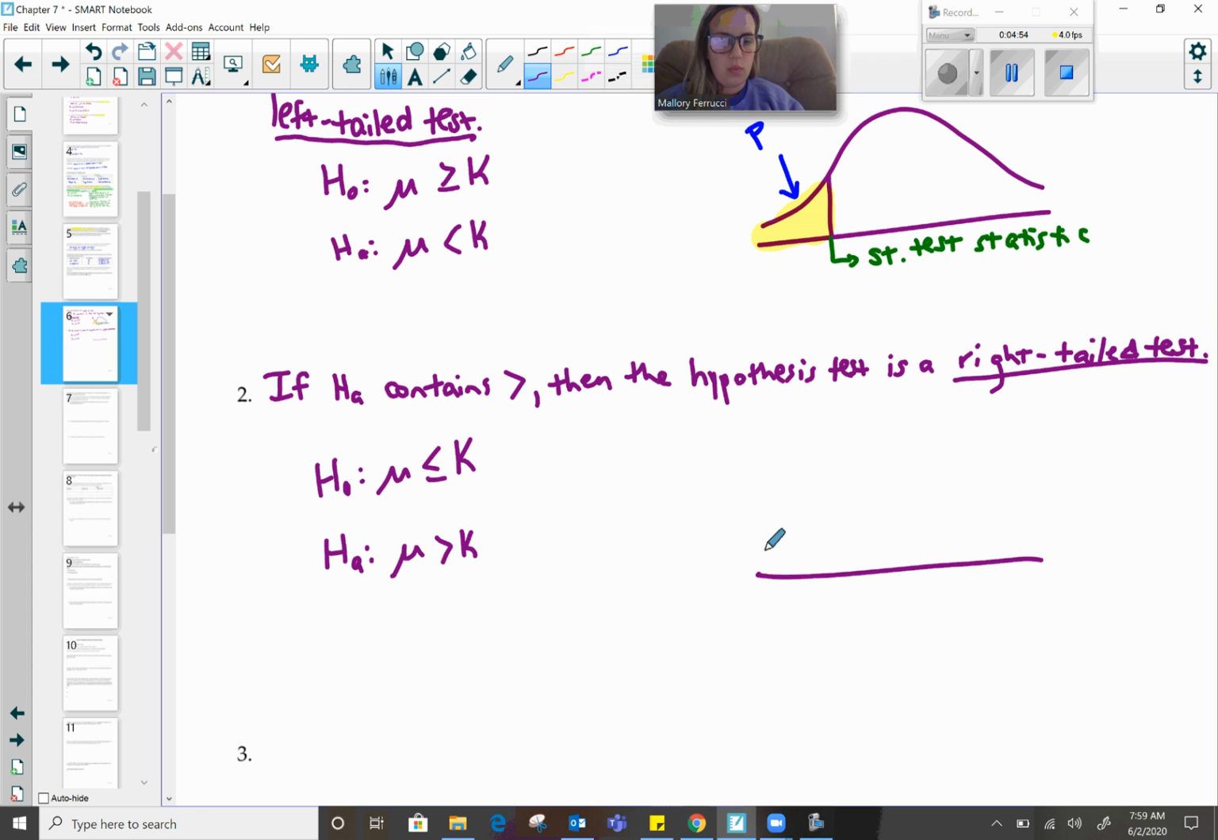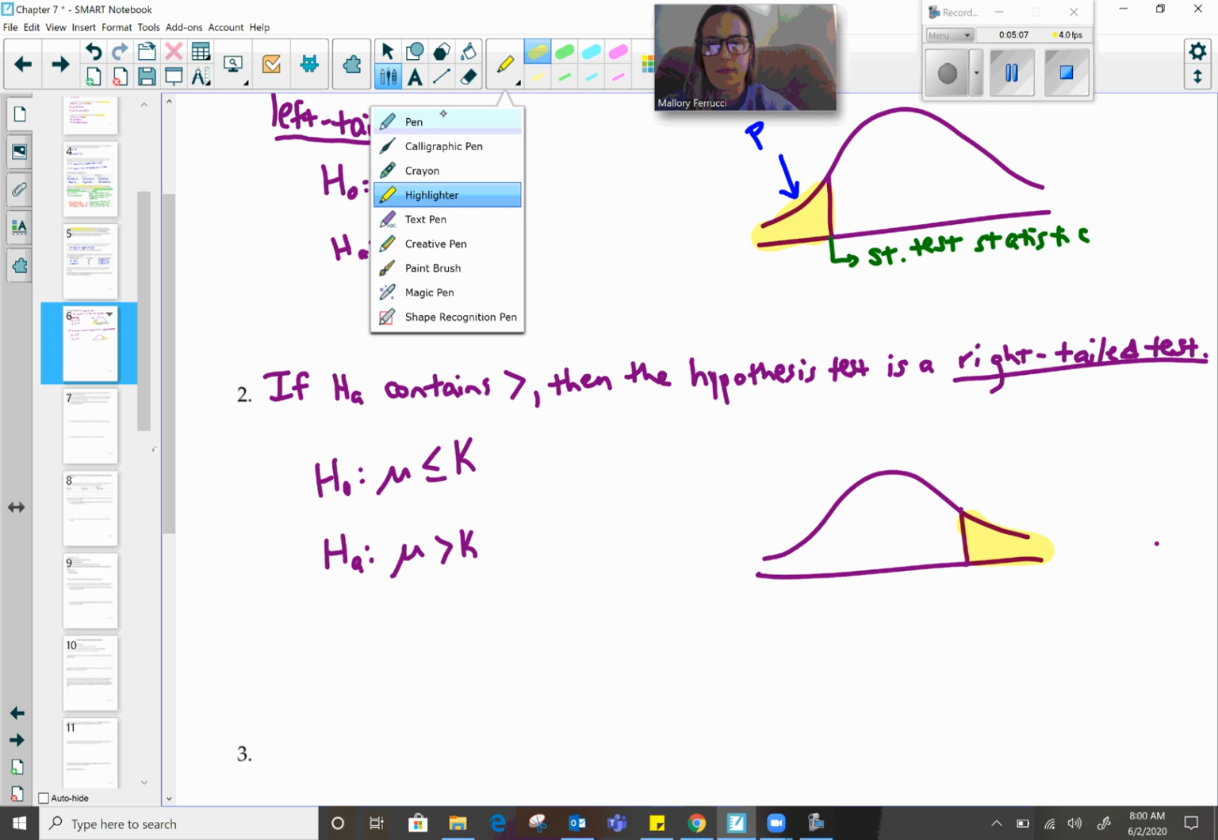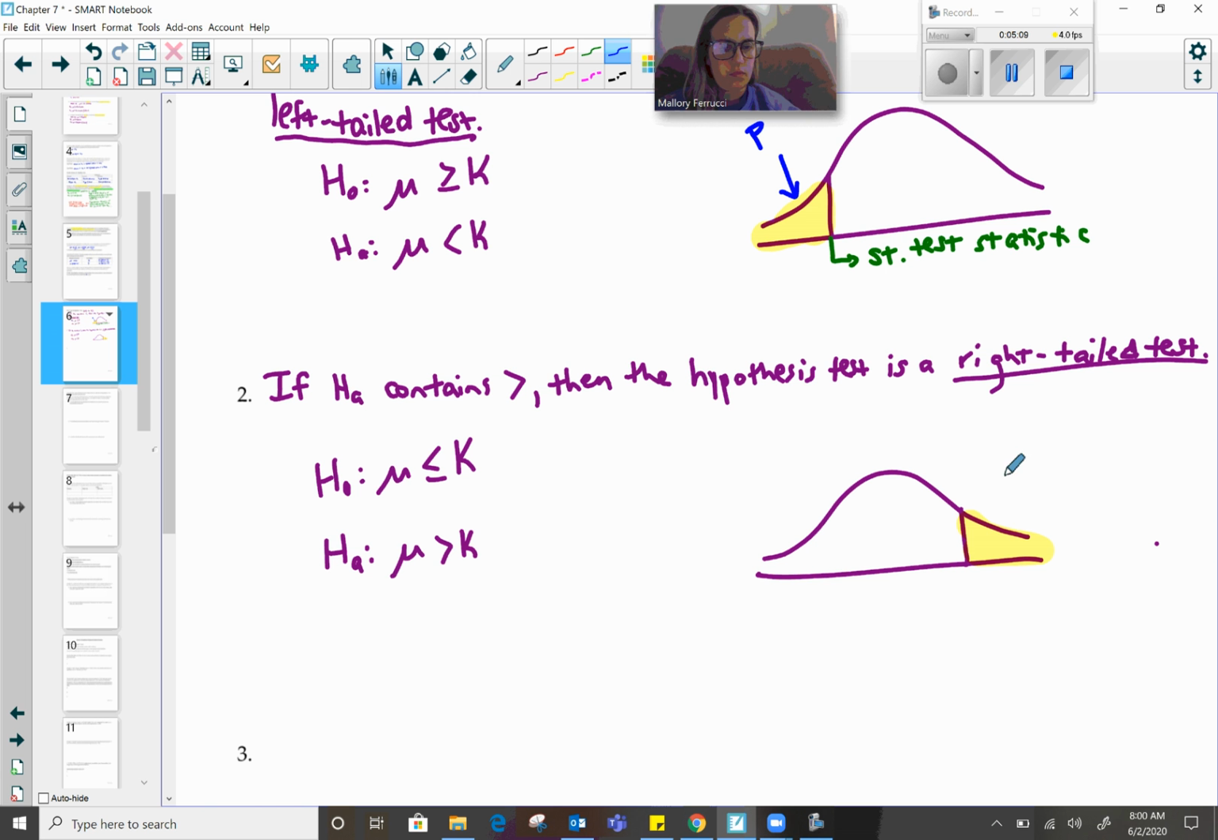Okay, and the way we draw it, because it's always in regards to the alternative hypothesis, it would have this tail shaded in. That is P. This is the standardized test statistic, which is either the Z or the T.